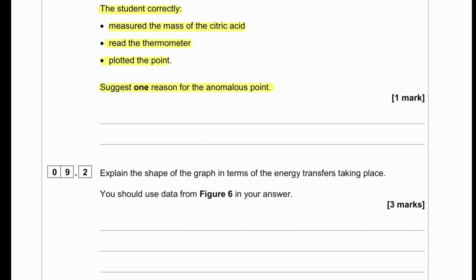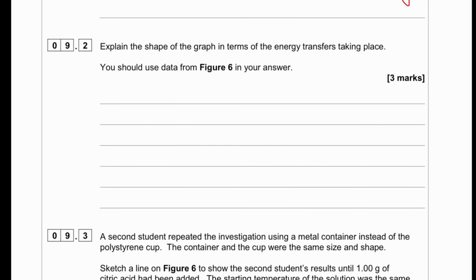Because this reaction is endothermic, in order for this particular reaction to occur, we need to stir the citric acid with the sodium hydrogen carbonate. Now, if the student is unable to stir it properly, then obviously the reaction will not happen fast enough, and as a result, the temperature will not decrease. So probably the student didn't stir the solution enough.